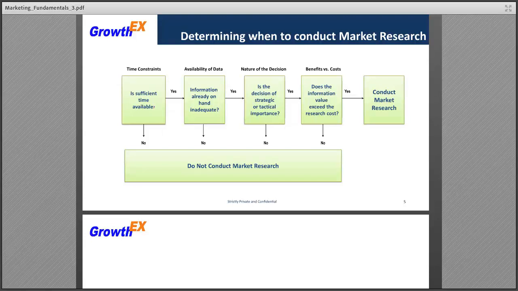So with this, we come to the end of this module on basics of market research and everything which you need to have the initial understanding about market research.